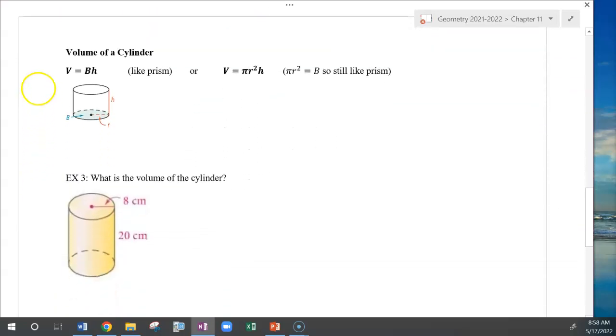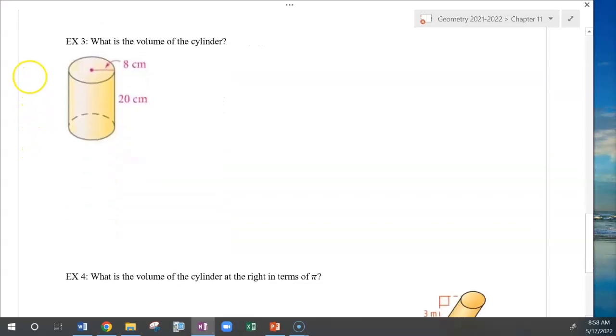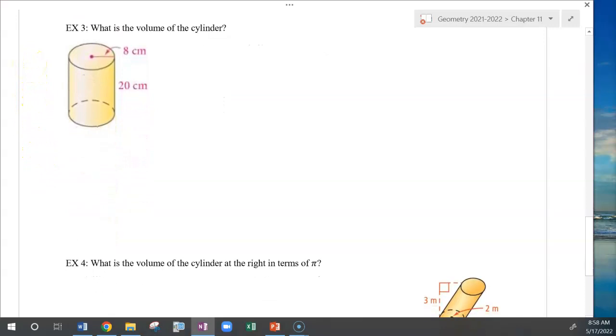All right, so that's prisms. Now we're going to move into the world of cylinders. Remember, a cylinder is also a prism, but the base is round. So when I go to get the area of the base, big B, I'm going to use pi r squared. So I'm using the radius here. Here's our height. Just like with the prism, I'm going to get the area of the base and multiply it by the height, and I'm going to use pi r squared for the area of the base. So take a look at this one, volume of this cylinder.